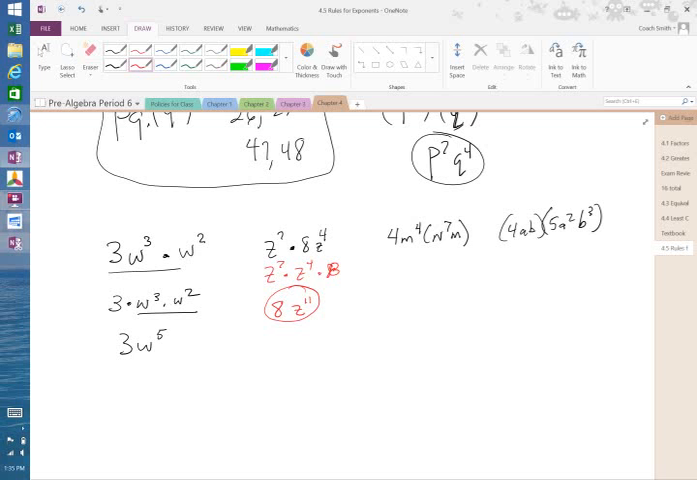The next one, this problem, four times m to the 4th times n to the 7th times m. Okay, I can rearrange those terms using the commutative property. Make it look like that. Now the thing that some people forget is there is a 1 right there. So that would give me 4m to the 5th n to the 7th.